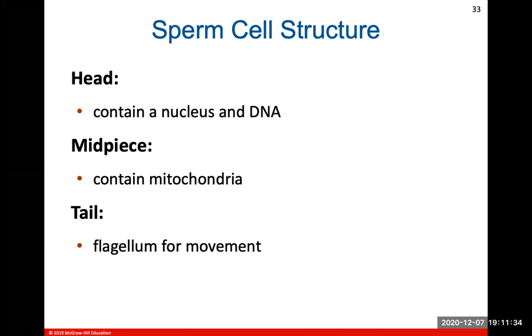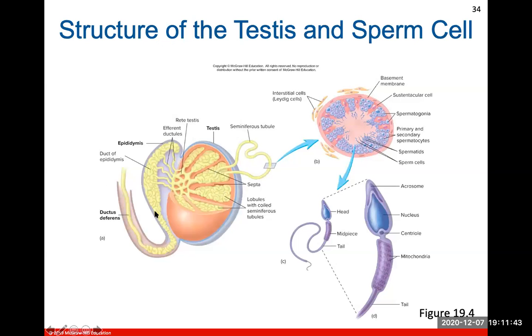A sperm cell structure has a head, which contains the nucleus and DNA, the midpiece contains the mitochondria, and the tail contains the flagellum. And here's just a look again at how sperm will be produced in the seminiferous tubules. You can see a cross section of the seminiferous tubule here with the different types of cells that will lead to the sperm cells.